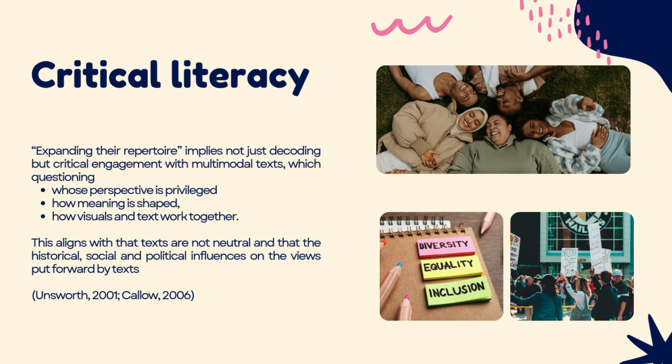Expanding the repertoire means moving beyond decoding to a text critic stance. Texts are not neutral. We ask whose perspective is privileged and how visuals and words position the viewer. We make explicit the historical, social, and political influences behind a message so students learn to read with evidence and healthy skepticism rather than automatic agreement.